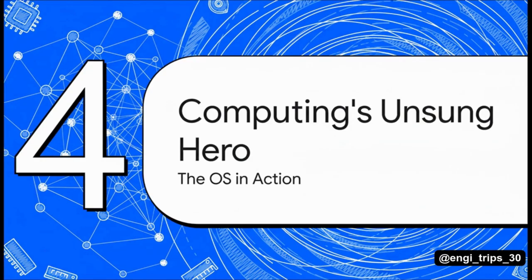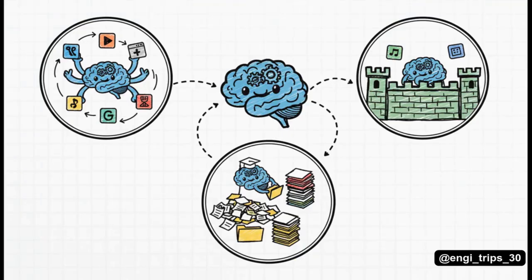So, when you put it all together, you really start to see just how much this unsung hero is doing for us every single second. So it's the process manager, expertly juggling every app you're running. It's the memory guardian, building those strong walls between programs to keep them safe. And it's the file librarian, turning that magnetic chaos into your neatly organized digital life. It really is the foundation that everything else is built on.